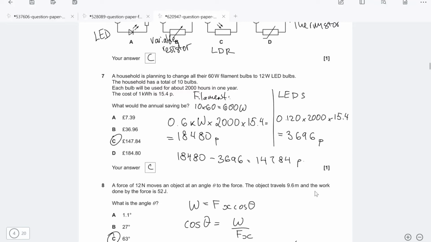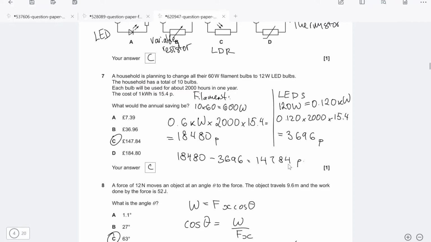With the LEDs, we are going to repeat the same calculation. However, rather than 600 watts, we are going to be using 12 times 10, which is of course 120 watts, which is equal to 0.120 kilowatts. So all I have done here is multiply the number of kilowatts by the price, and we are going to get 3696 pence. When we subtract those two numbers, we get approximately 14784 pence.